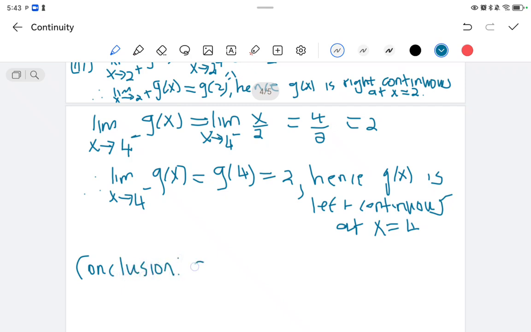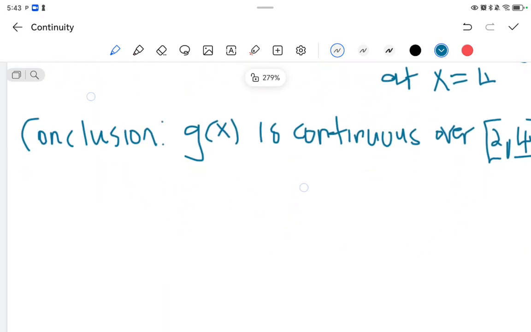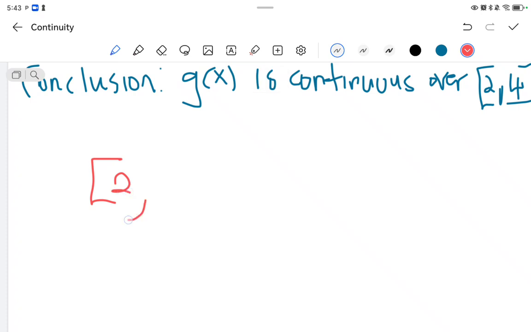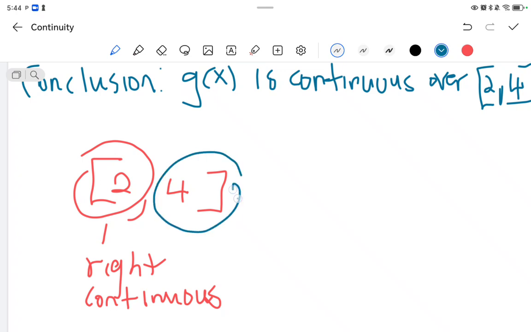Now on the conclusion, I'm going to say that g of x is continuous over the closed interval 2, 4. Let me show you something. This is called right continuous because it's facing right. That's how I remember it: right continuous, it's facing right. This is left continuous.